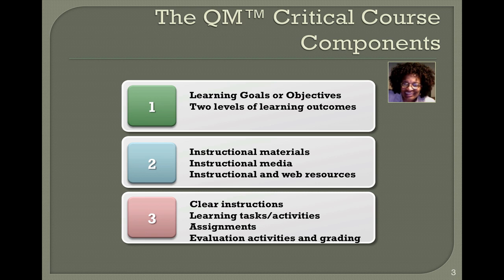In terms of learning goals or objectives, there must be at least 2 levels of learning outcomes in an online course with critical course component alignment. Instructional materials, media, as well as instructional and web resources must be within the alignment sequence. The course must also contain clear instruction, learning tasks, activities, assignments, and evaluation activities with grading criteria.